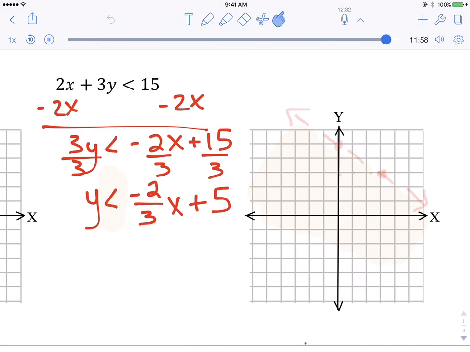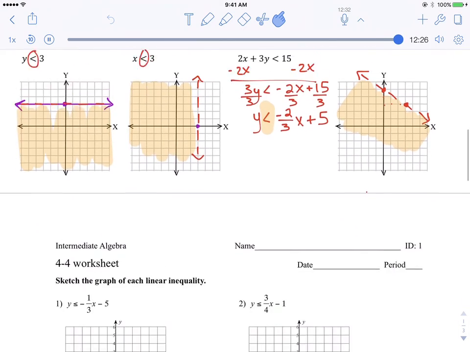So our y-intercept is at 5. And then we're going to go down 2 to the right 3. And because, again, we have no equal sign underneath this, we're going to use a dotted line. And less than symbol, we are shading below the line.